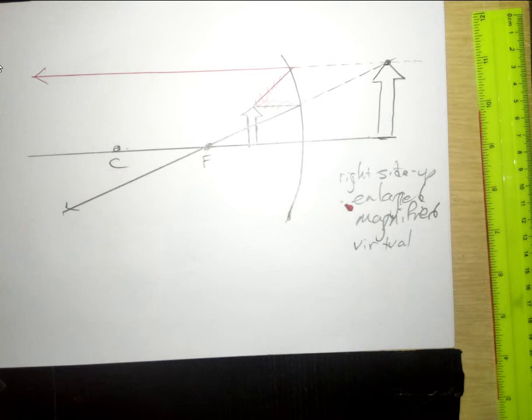Virtual images are always right side up. Real are always upside down. Virtual images are always right side up and always behind the mirror. They are not always enlarged, though. Sometimes they're bigger, sometimes they're smaller.